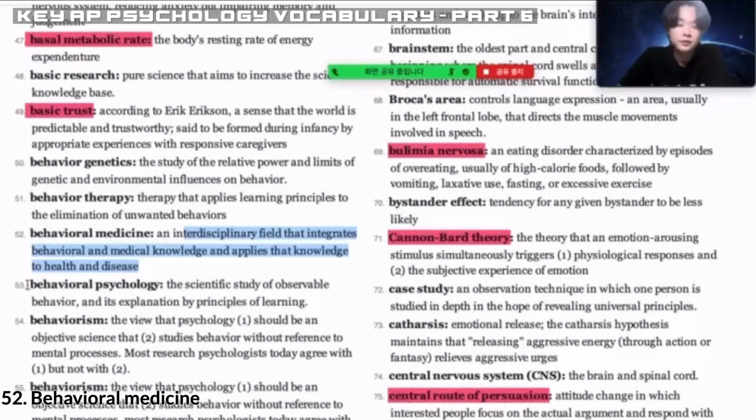Now let's look at the next word, behavioral psychology, and this will be the last word for today. Behavioral psychology is the scientific study of observable behavior and its explanation by principles of learning. We've talked about, again, Albert Bandura's pivotal experiment that is included in the category of behavioral psychology, because that is the scientific study in which children observe the behaviors of adults that they can look at and learn from. That really impacts an individual's behavior when they grow up, or when they are passing through their adolescent stage, or even adults.